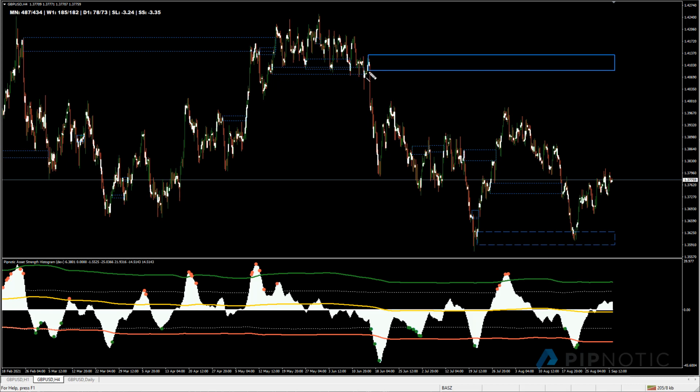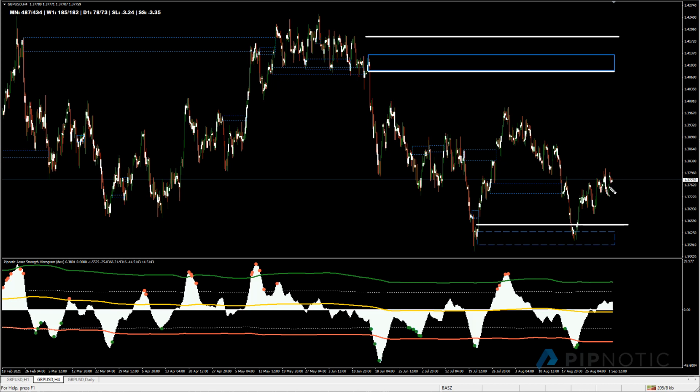So my entry would go here, my stop would go maybe 2 times the size of that, and my exit would go at an opposing area of demand, which, well, we don't know just yet. Currently there isn't a lot. We have something down here, but something could form here.